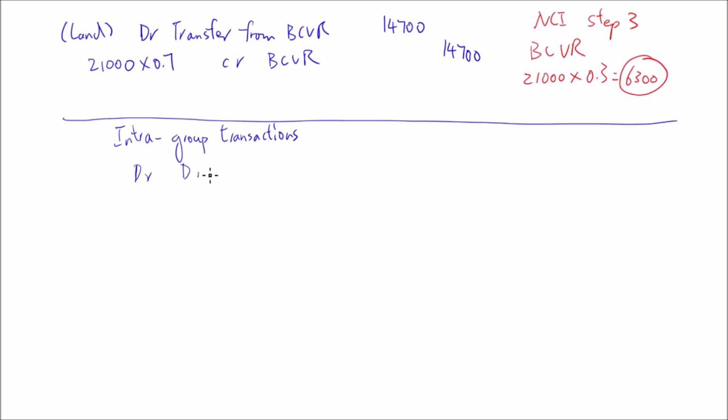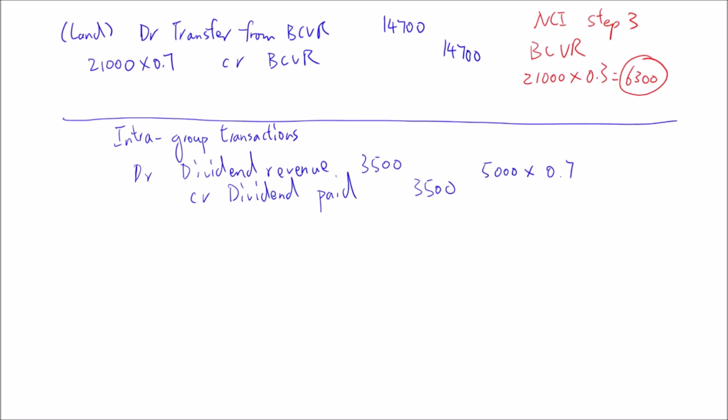First of all, we want to debit dividend revenue, and then credit dividend paid, and this one is about the interim dividend. The amount was $5,000. Remember, this one we need to multiply by the percentage of parent ownership, 70%. That will be $3,500.